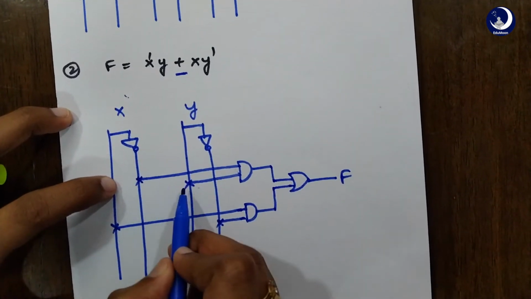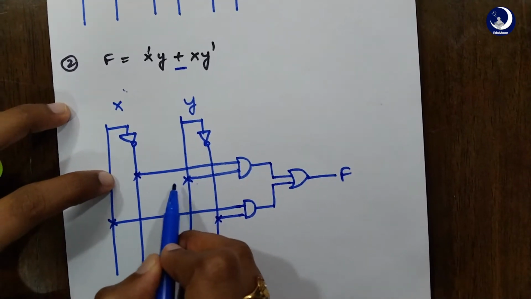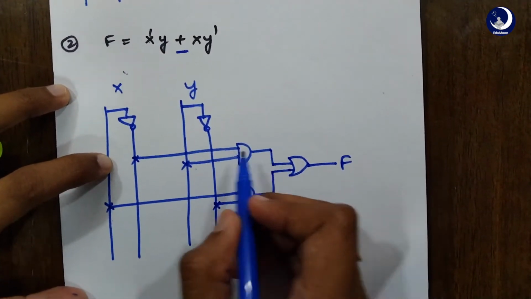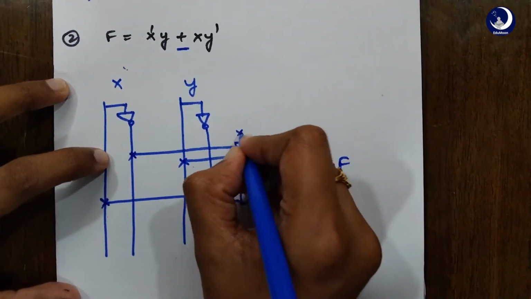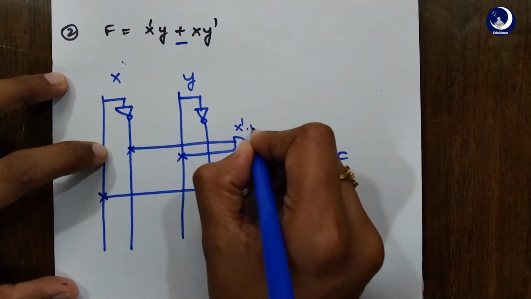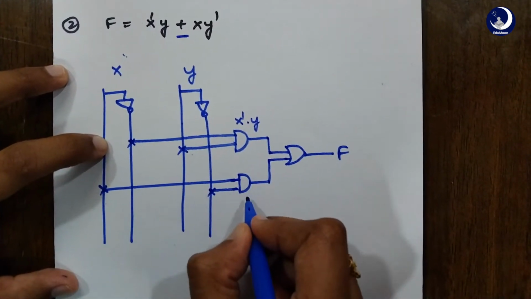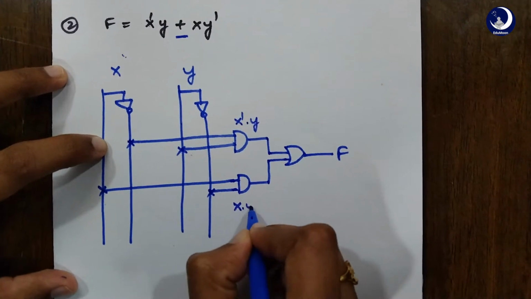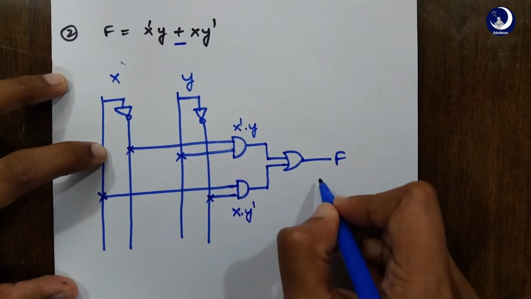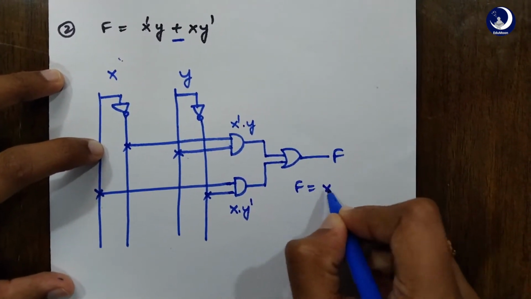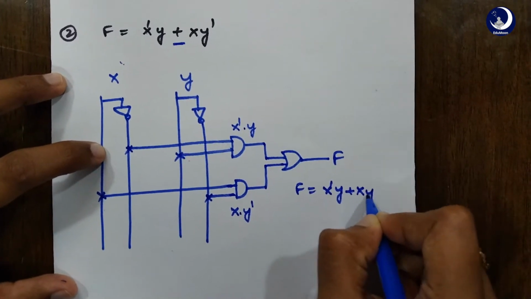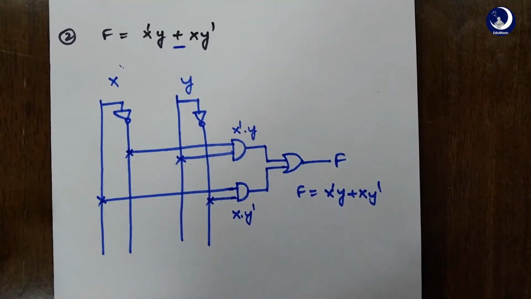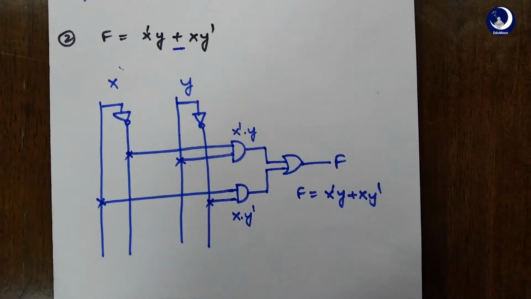I'm just marking a cross symbol here to show that this is the input. So this is an x bar and this is a y, dot y, and this is an x and this is a dot y bar. So here when you add both of them, F equals x bar y plus x y bar. I hope you are very clear on how to draw the logical diagrams.